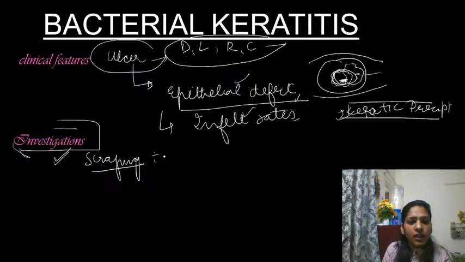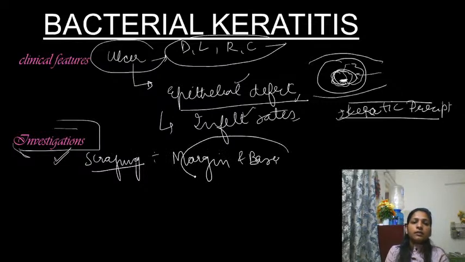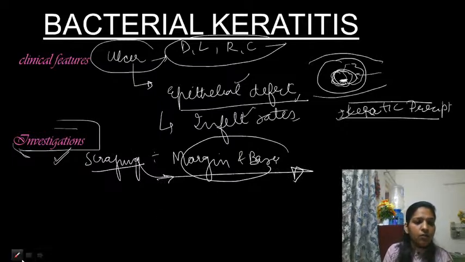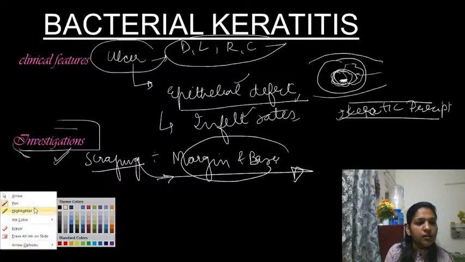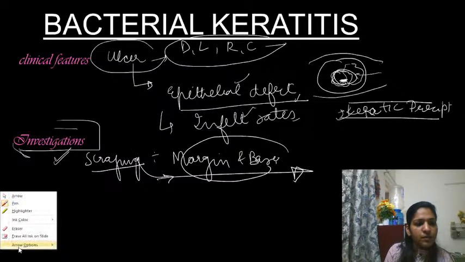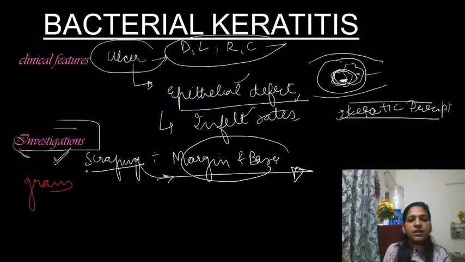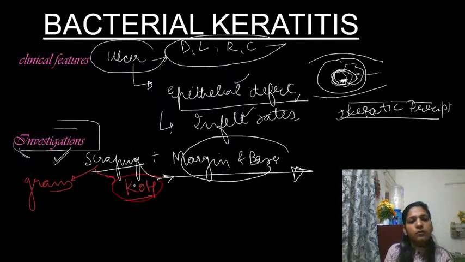From what area do we scrape? We scrape the ulcer near its margin and base, okay, and then the scraped material is sent for gram staining and KOH staining, okay. Now I will test your microbiology here. You will tell me the steps of gram staining. After scraping, we'll do gram staining and KOH staining to know the etiology, whether it is fungal or bacterial, okay.